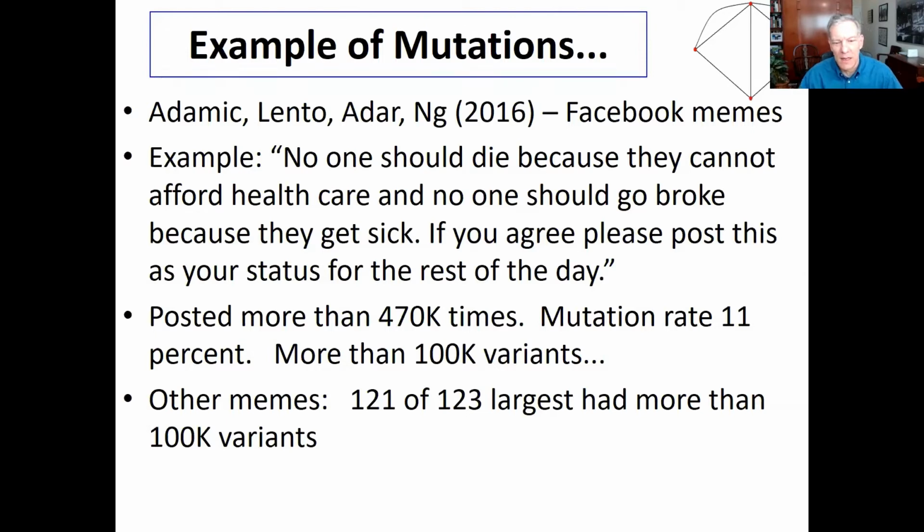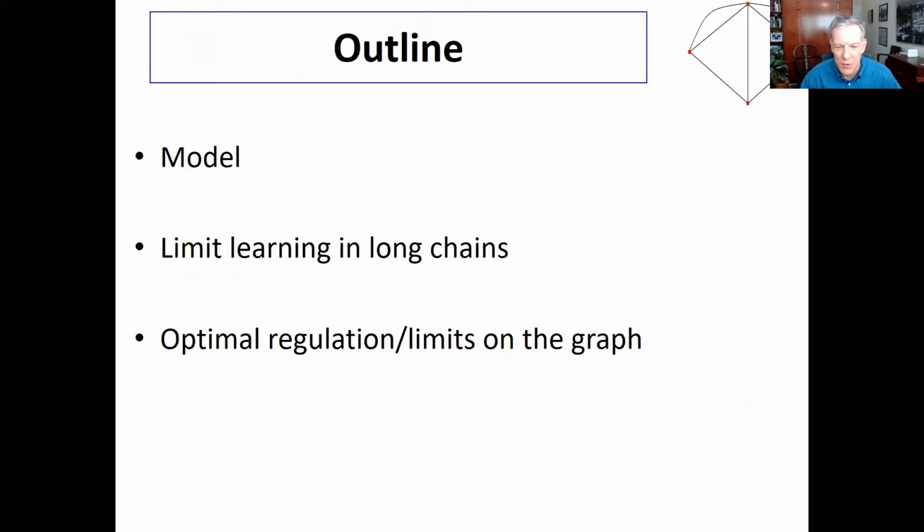And so at the end, there were more than 100,000 variants. They looked at 123 of the largest memes that had spread through Facebook, and 121 of them had more than 100,000 variants. So in general, this wasn't an aberration: when people were posting things, they were changing the content as it was being posted. So the idea here is we're going to model situations where some content moves from person to person in long chains, and noise can build up along the way.